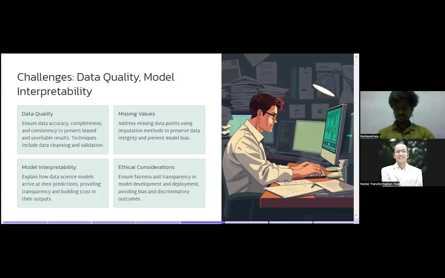So what are the elements? Data quality ensures accuracy, completeness, and consistency to prevent biased and unreliable results. Techniques include data cleaning and validation. So this is very important, guys: data cleaning and validation.